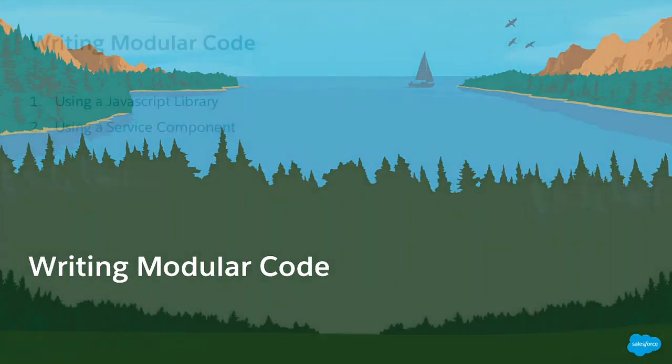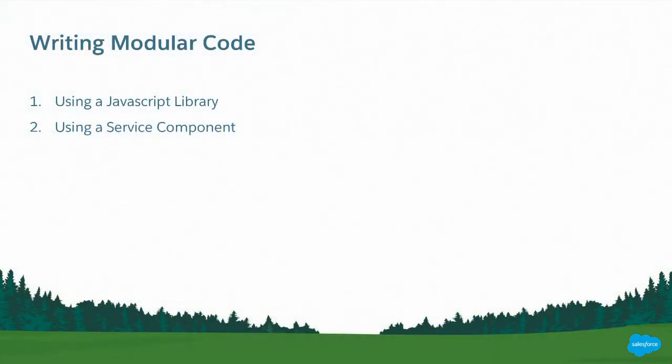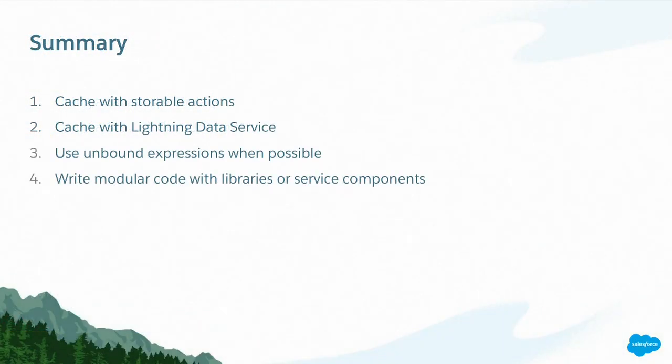So let's go back to the slide to summarize. So we saw JavaScript library. We used a service component. So to summarize this session, cache, cache, cache, right? And we make it easy for you with storable actions and with the Lightning Data Service. Use unbound expressions when possible and write modular code 2 ways using JavaScript libraries and a service component.